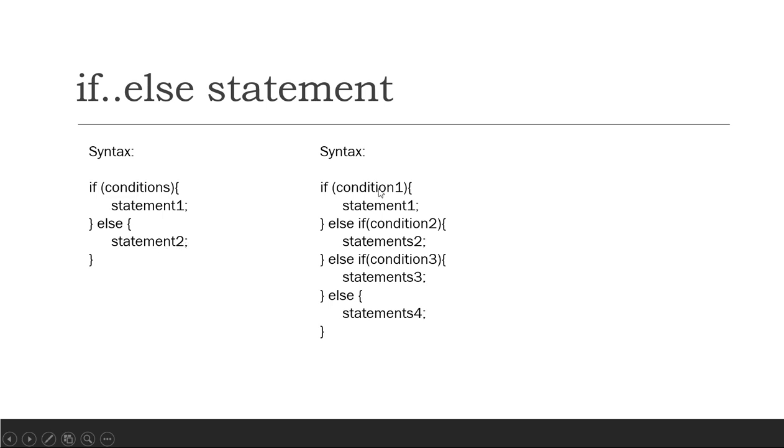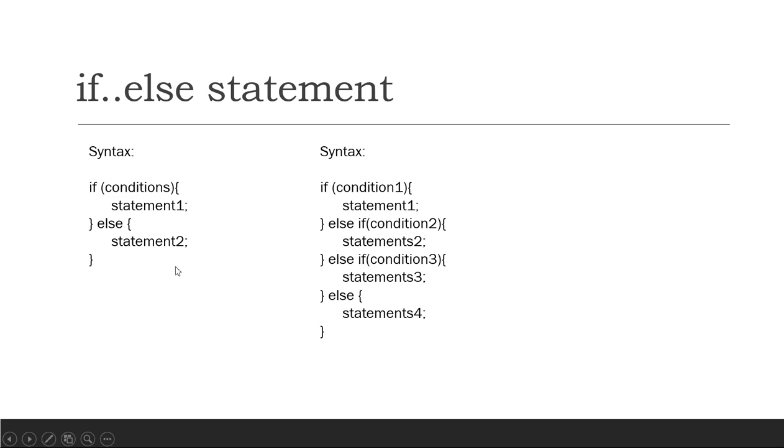But in this case there are multiple conditions. So let's say condition 1: if condition 1 is satisfied, then it is going to execute statement 1, else it will go to the next condition. If condition 2 is satisfied, then it is going to execute statement 2, otherwise it again goes to the next block, the else if condition, and if this condition is satisfied, then it is going to execute statement 3, otherwise it will execute statement 4. So basically at a time only one condition can be satisfied. Let's say the first condition itself is satisfied, it will execute statement 1 and then it will come out of this if-else block.